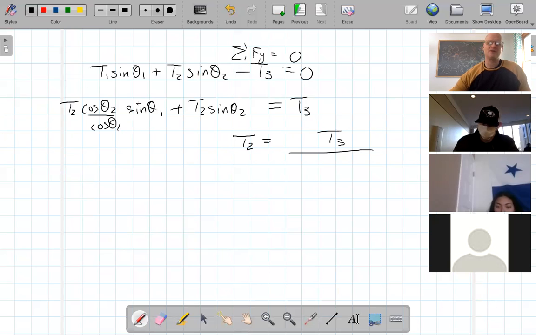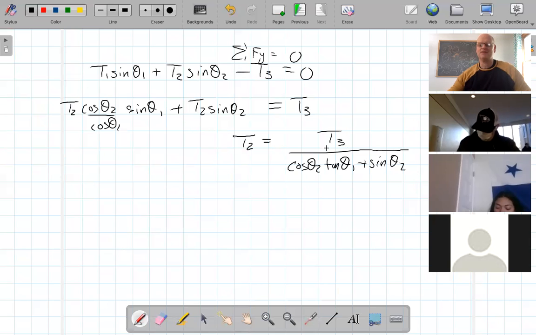Tangent, right? So this term here of sine theta 1 divided by cosine of theta 1 is actually just tangent. So this is cosine of theta 2 times tangent of theta 1, plus sine of theta 2. Right? So this is T2. And T3 here we know is simply 98. So we plug in our numbers.